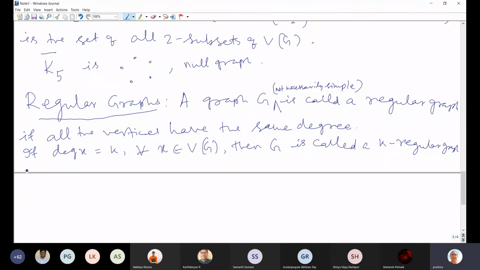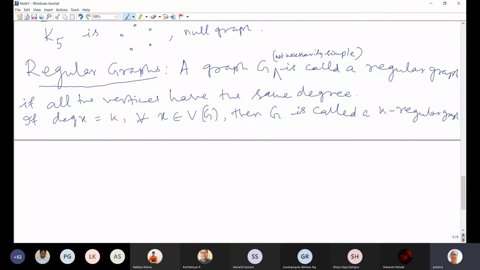Let us see some examples of regular graphs. Consider any Kn, the complete graph on n vertices that we have seen. What is the degree of regularity? Every vertex is adjacent to all other vertices in the complete graph. So this will be an n minus 1 regular graph. The degree of every vertex in Kn will be n minus 1.